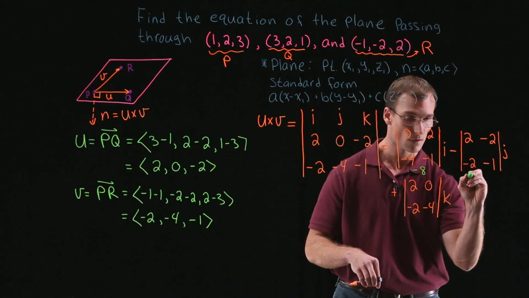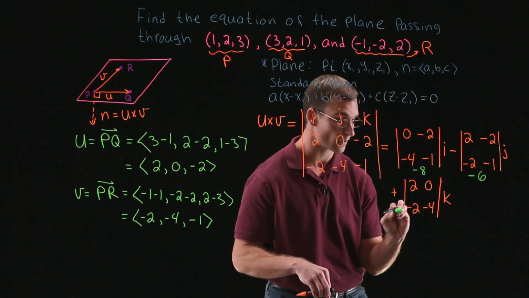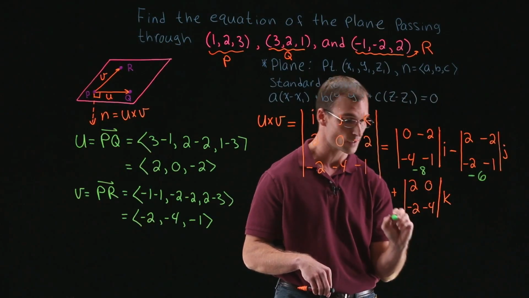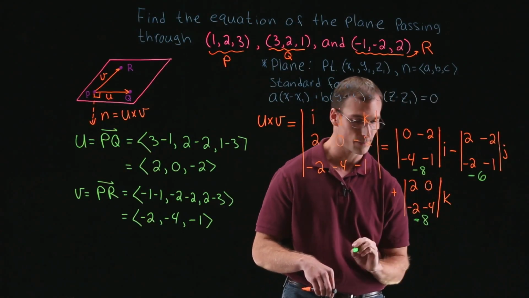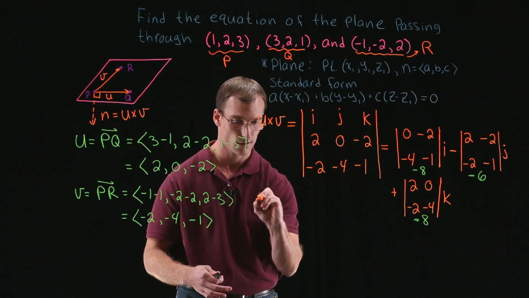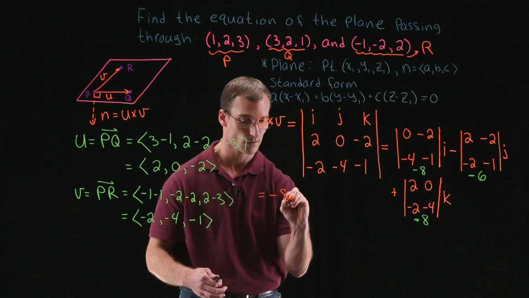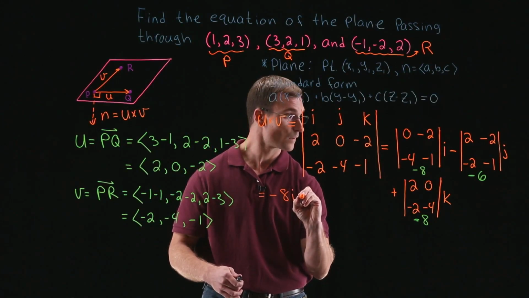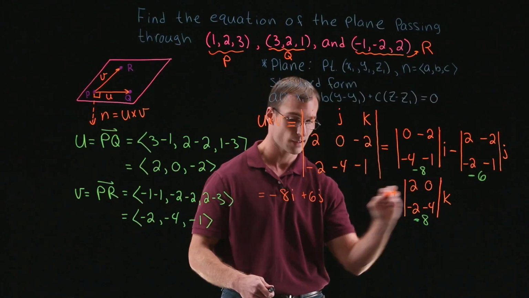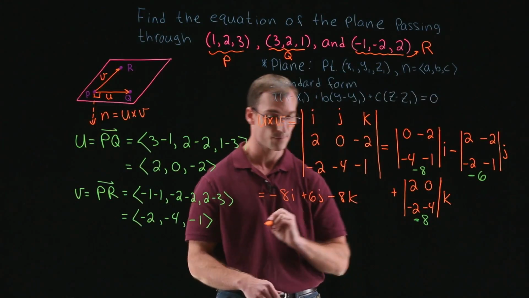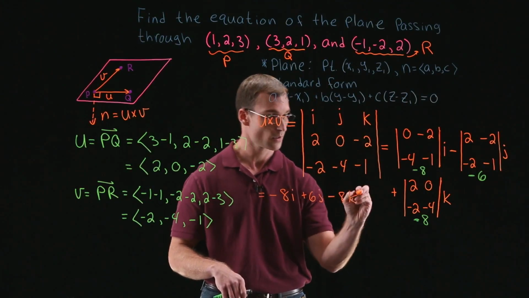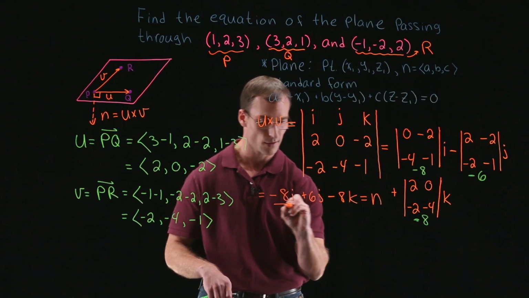Determinant of our second one will give us a -6. And lastly, 2 times -4 is -8, minus -2 times 0 will leave us with a -8. So what we have as far as our cross product, putting this together, is -8 i, minus a -6, so plus 6 j, and minus 8 k. Okay? And again, the importance of this is that this is equal to our normal vector n.